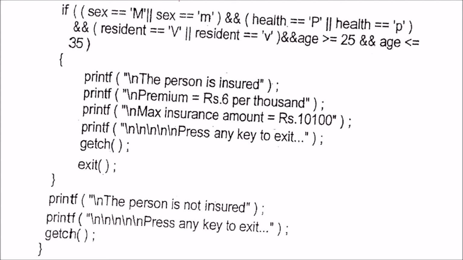Then we come out. We again give one more condition, that is sex is male, health is poor and he lives in village. Age is between 25 and 35. We say person is insured, 6 per thousand, this is 10,000, and we come out. The person is not insured otherwise, and then we come out.